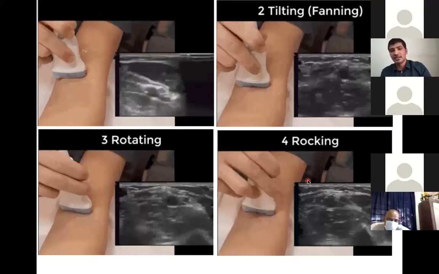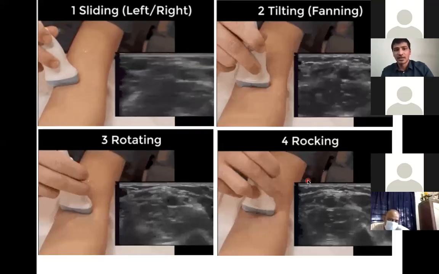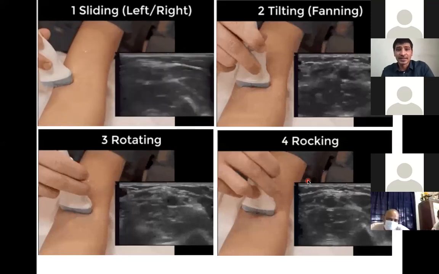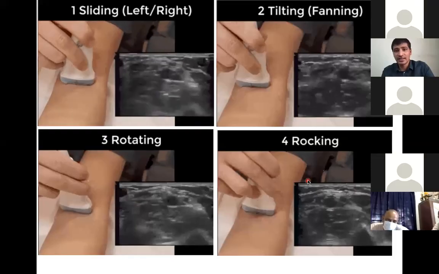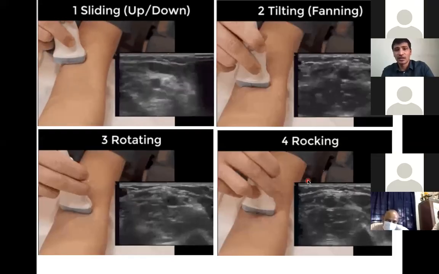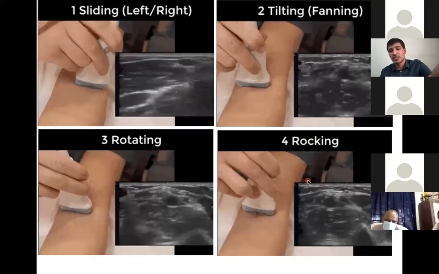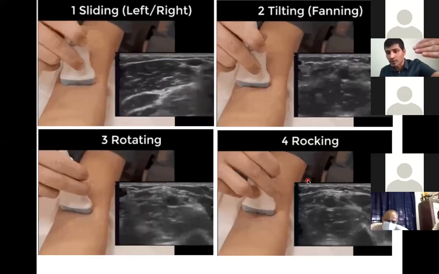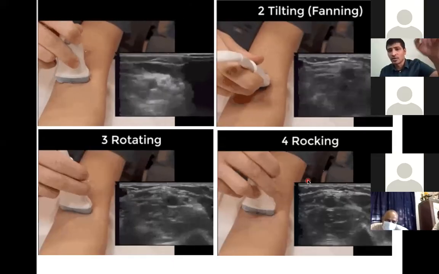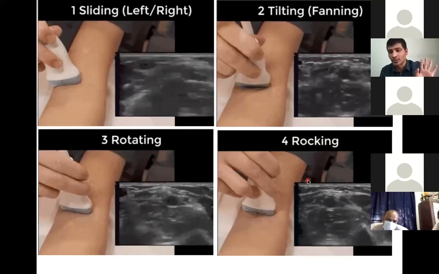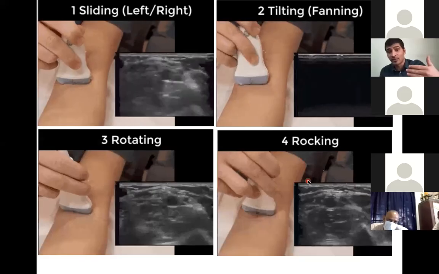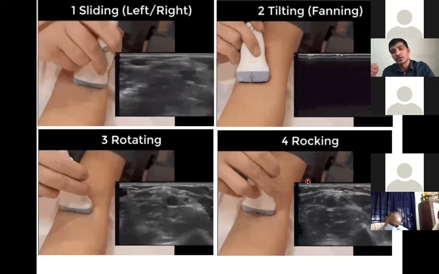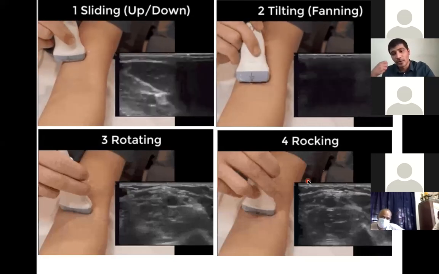This is called the sliding motion. That means how we are sliding the probe, right? This is sliding: left, right, up, down. That's called sliding. What we are seeing is that the probe is going from one point to another point, right? But in number 2, the probe is not going from one point to another point. It's just scanning from the same point, just changing the angle, right? So this is called fanning, like how we use a fan. A fan is always on one point, right?